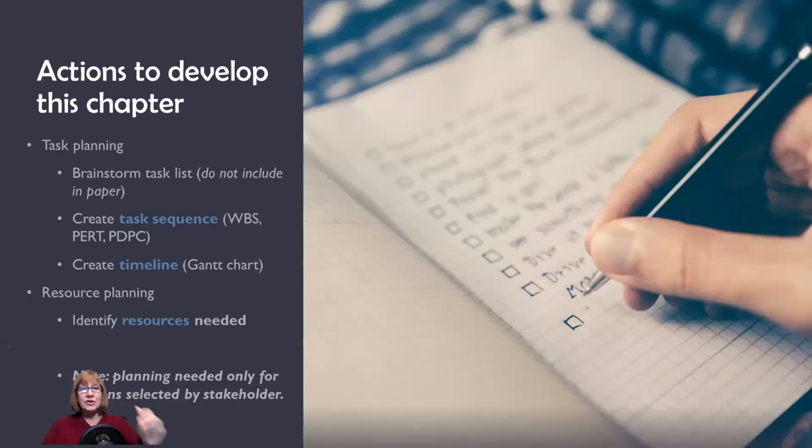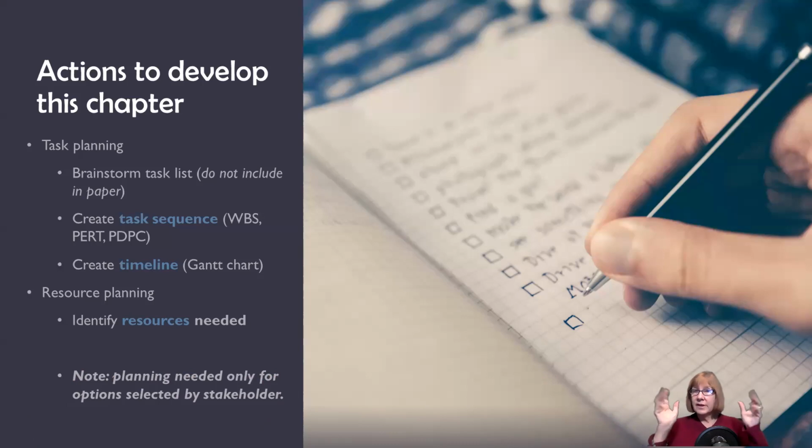So let's review the actions that you need in order to develop this chapter. Develop your task list. Do not include it in the paper. Create the task sequence, which can be a WBS, it can be a PERT chart, be a PDPC. Create your timeline, which is the Gantt chart. No other options. It's a Gantt chart. And identify the resources that are needed.